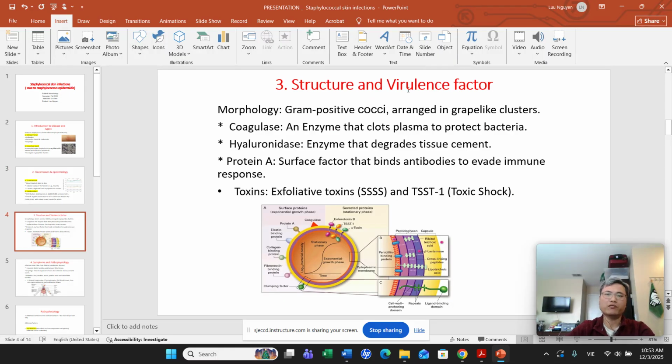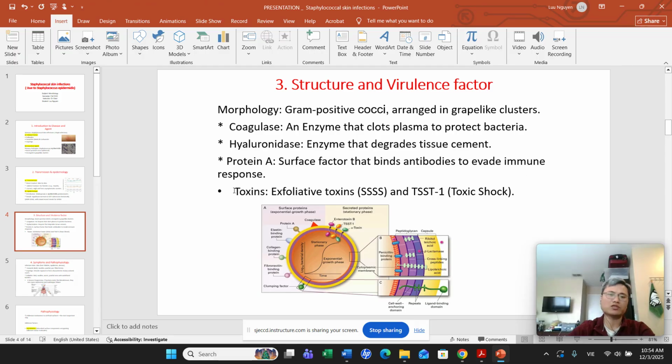3. Structure and virulence factors. As I said before, they are gram-positive cocci and arranged in grape-like clusters. They have two enzymes: coagulase that clots plasma to protect bacteria, and hyaluronidase that degrades tissue cement. They also have protein A, a surface factor that binds antibodies to evade the immune response.